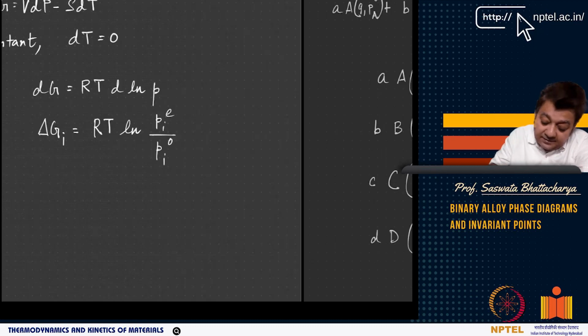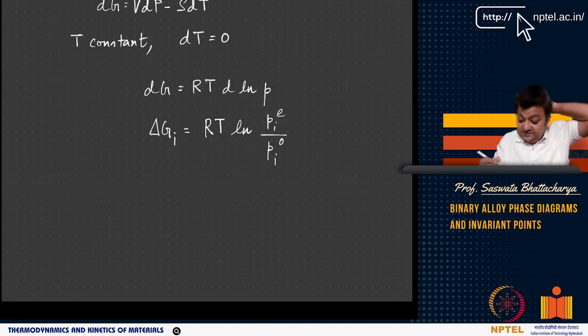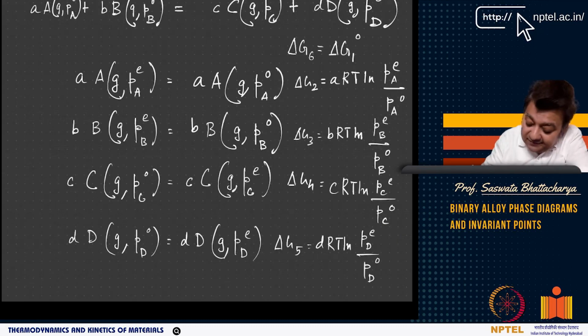Because see here, if you look at dG equal to VdP minus SdT, what I am trying to say is that this is for 1 mole of component I, right? For 1 mole of component I, you have RT ln PIE by PI naught. But here you have A, because A is the number of moles of A, right? So basically delta G2 is A RT ln PA equilibrium by PA naught.